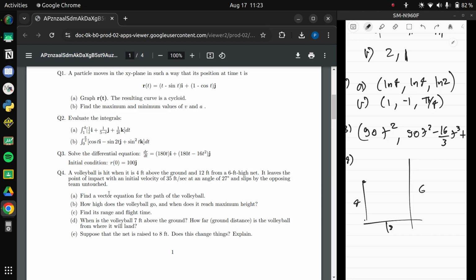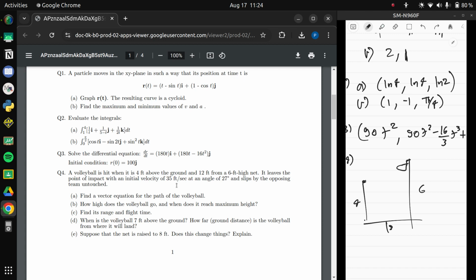Oh wait, a volleyball net isn't like a football net, sorry, so it's something like this, and it's hit over here. I really don't know if this is the horizontal distance or the vertical distance, so I'm going to assume it's the horizontal distance. It leaves the point of impact with an initial velocity of 35 feet per second at an angle of 27 degrees. It slips by the opposing team untouched. 27 degrees, why that? Those were like 53 and 37, the numbers for 3 by 5 or something. 27 isn't something I've encountered. Find the vector equation for the path of the volleyball.